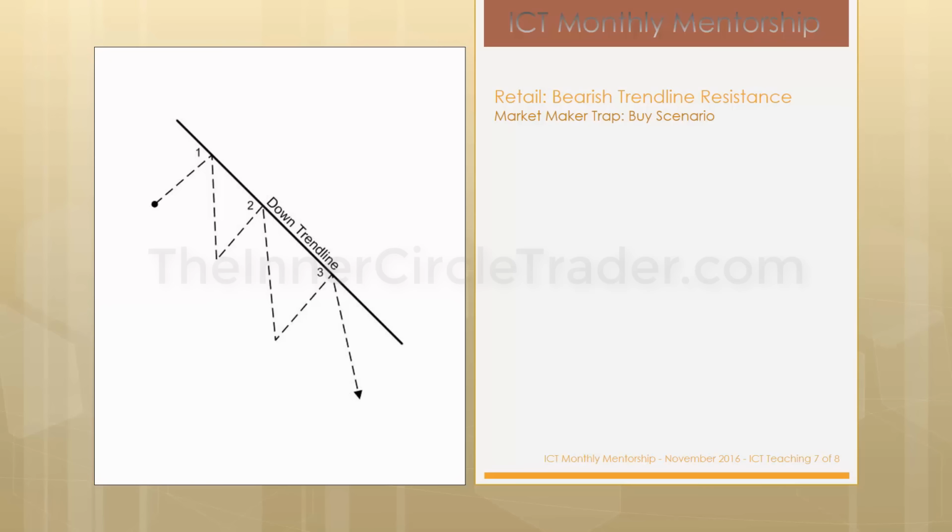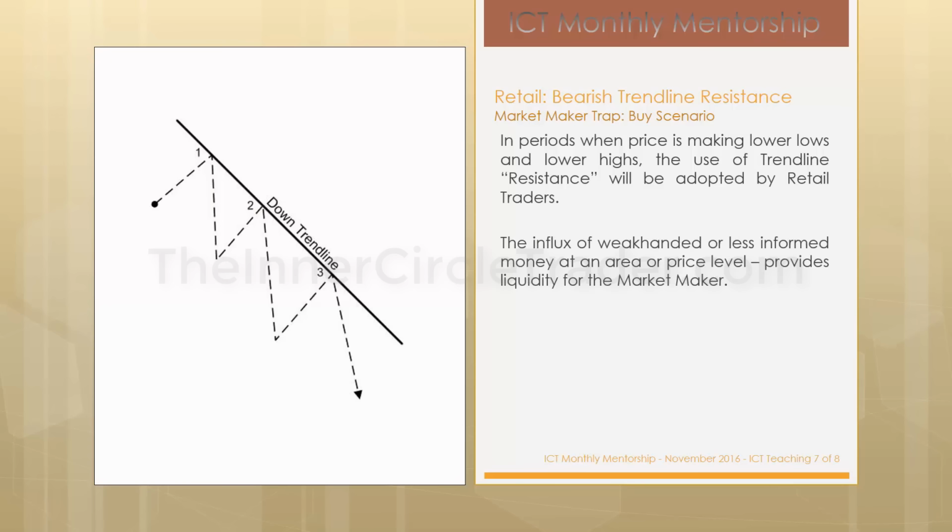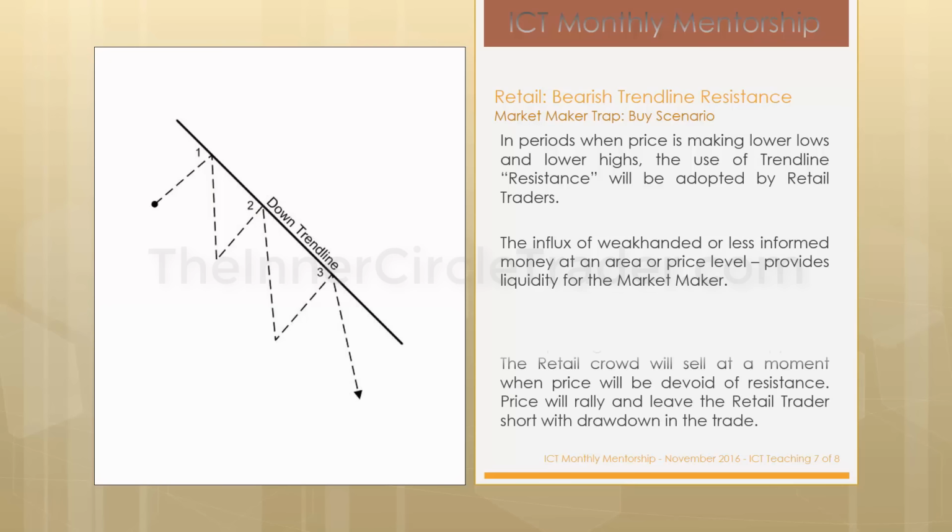Retail bearish trendline resistance. In periods when price is making lower lows and lower highs, the use of trendline resistance will be adopted by retail traders. The influx of weak-handed or less informed money at an area or price level provides liquidity for the market maker. The chart may appear bearish, but the underpinnings are in fact the opposite. The retail crowd will sell at a moment when the price will be devoid of resistance. Price will rally and leave the retail trader short with drawdown in the trade.